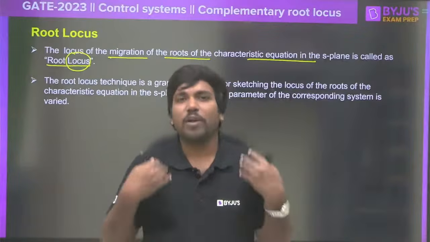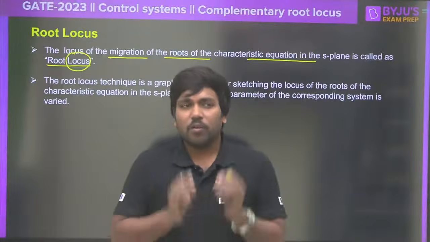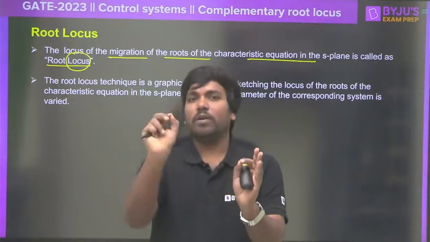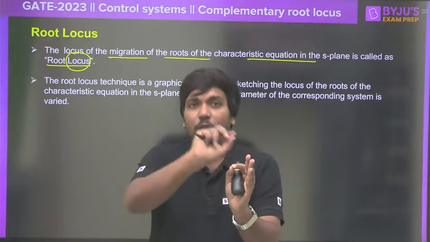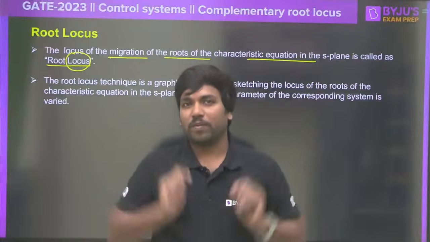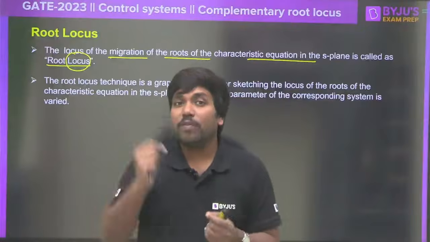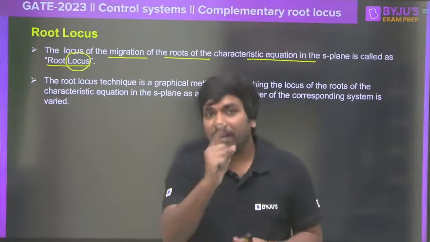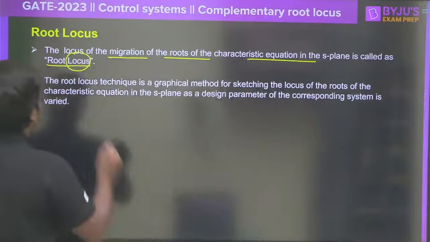I don't need to explain again about the S-plane. So how the roots of the characteristic equation follow the path in the S-plane, that particular path is called a root locus. But the problem here is, who is defining that path, right? That is more important. Now let me go to the next definition.